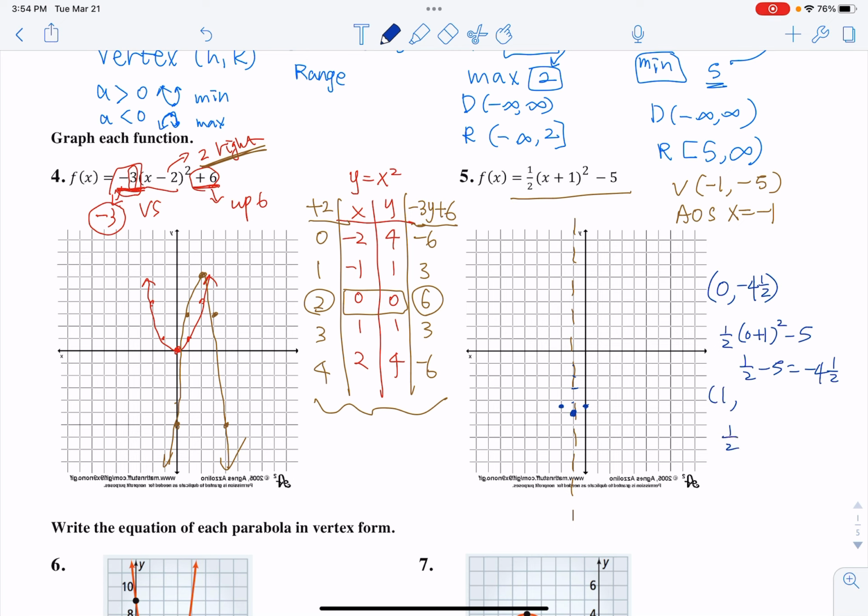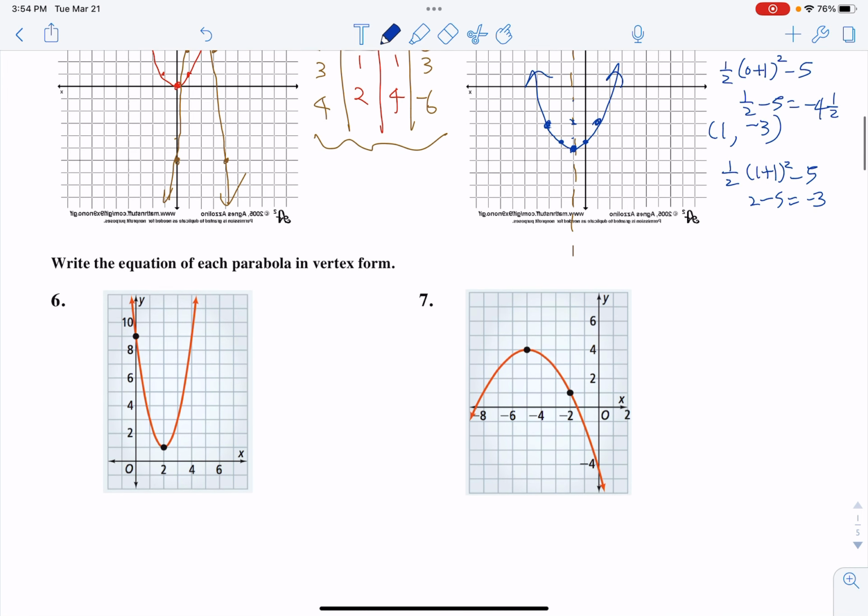So 1/2 times (1 plus 1) squared minus 5. So 2 squared, which is 4, so 2 minus 5 equals -3. So (1, -3), (1, -3) here. And then reflecting points, it goes 2 from the axis of symmetry. You go 2 to the left from the axis of symmetry. And I'm trying to erase those things. Okay. So here and here, so you can graph it like this. That's another way to graph.